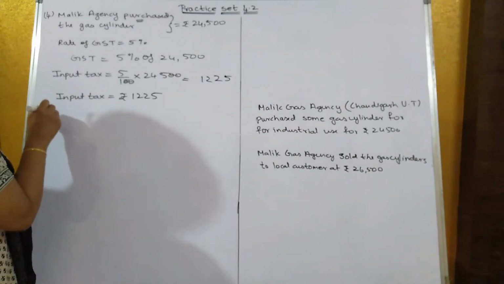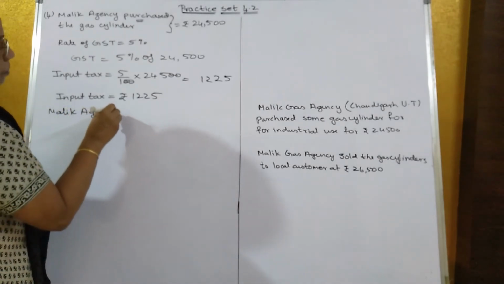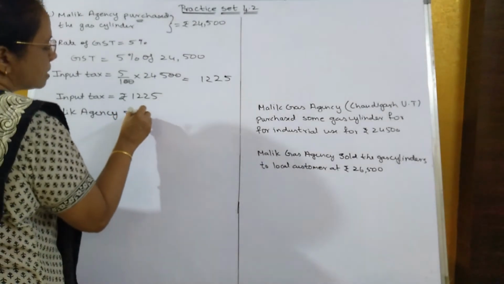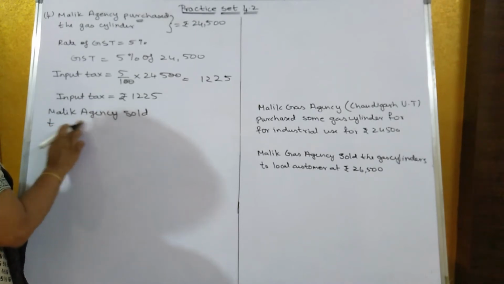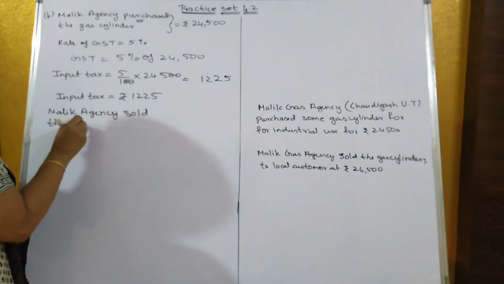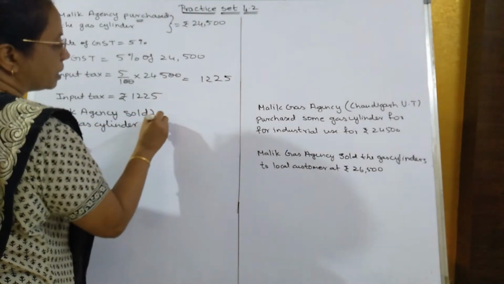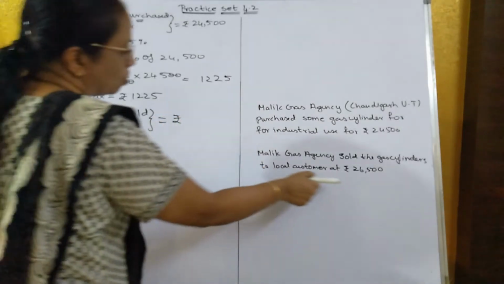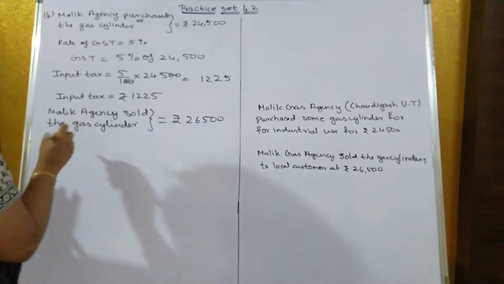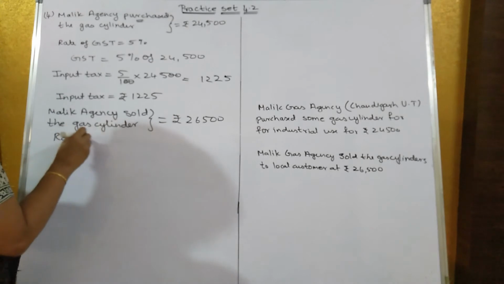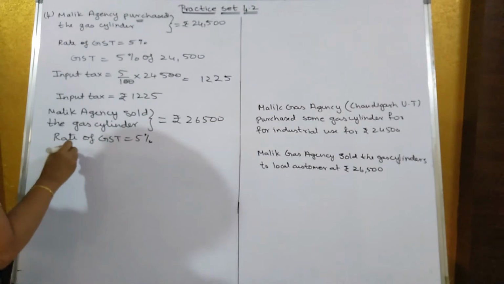Now we will find out the output tax. So the Malik Agency sold the gas cylinder at what price? At what price they sold it? They sold it at 26,500. So they sold the gas at rupees 26,500. And the rate of GST is same only. Rate of GST is equal to how much? 5%.